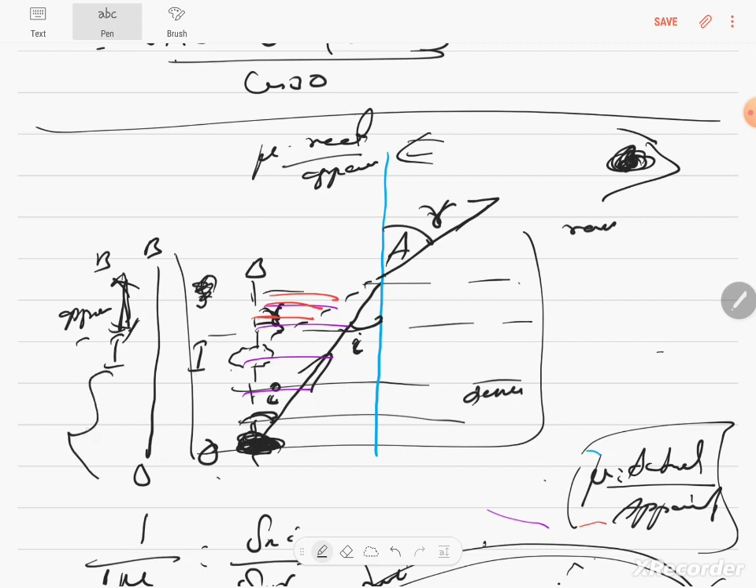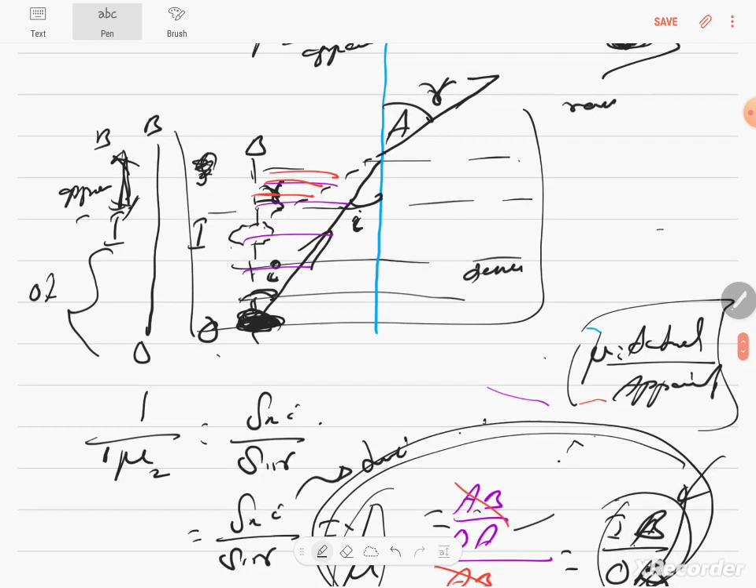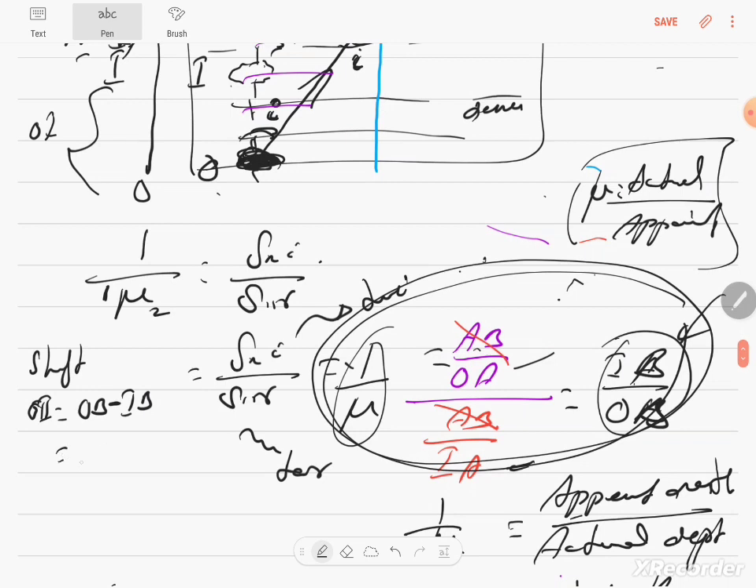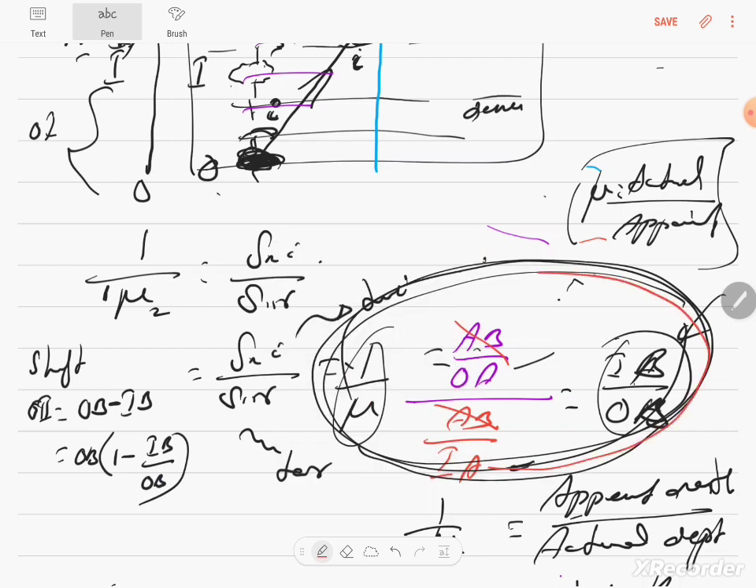Shift means this is the shift, OI. And to find what the shift is, let's write here: OI is equal to the real depth OB minus the apparent depth IB. So what is bigger here, the real depth? Let's take the real depth out. So you write 1 minus IB by OB. From here, can you see I've circled it here? I'll circle it in red color for you guys. Can you see from here?